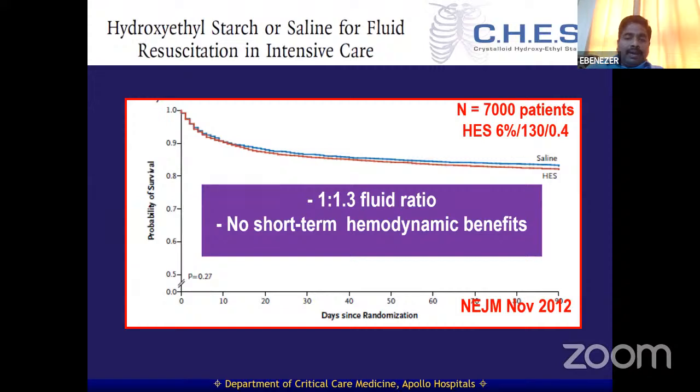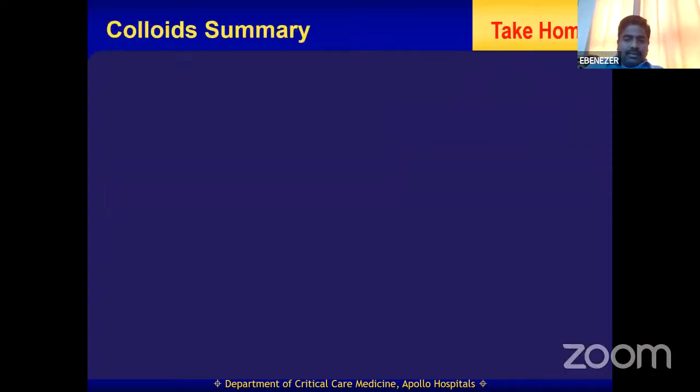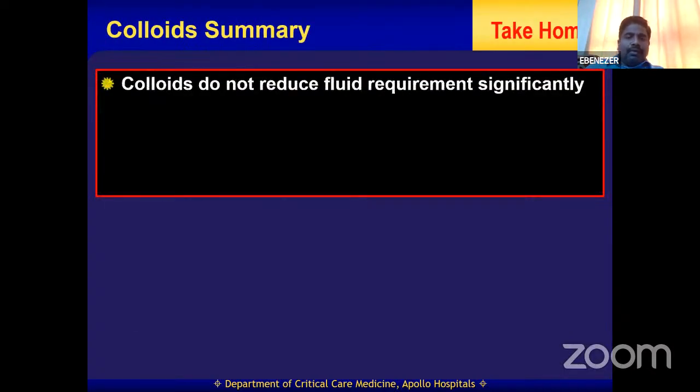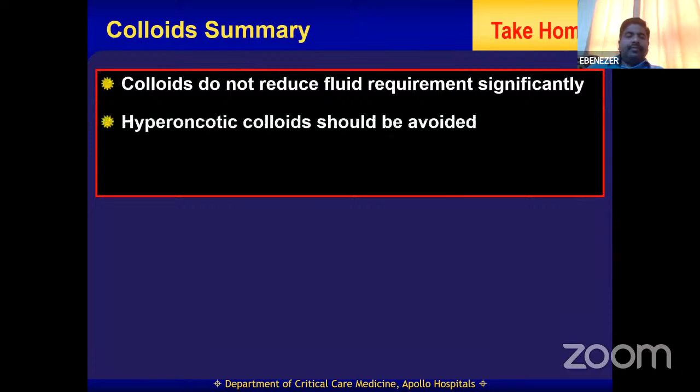The reason why we used to give colloid is because we thought there was a 1:3 ratio, so 1 ml of colloid was equivalent to 3 ml of crystalloid. So we were able to resuscitate a bit faster, and probably achieve the hemodynamics a little faster. But overall, there was no difference in mortality. At the same time, there were side effects related to renal replacement therapy in a subgroup of colloids like hydroxyethyl starch. So to summarize, colloids do not reduce the fluid requirements significantly.